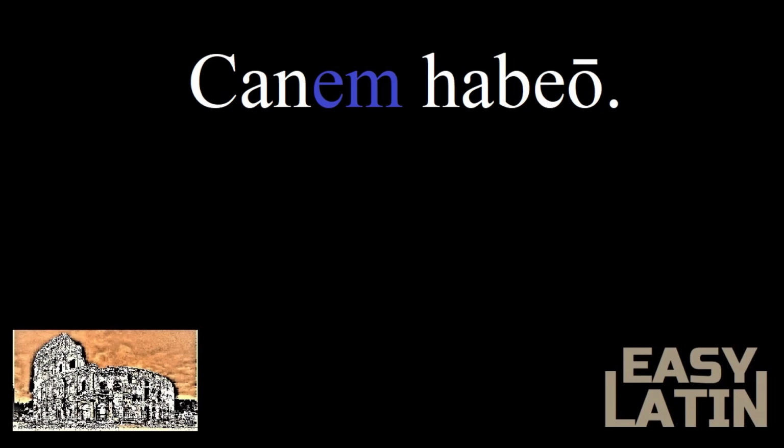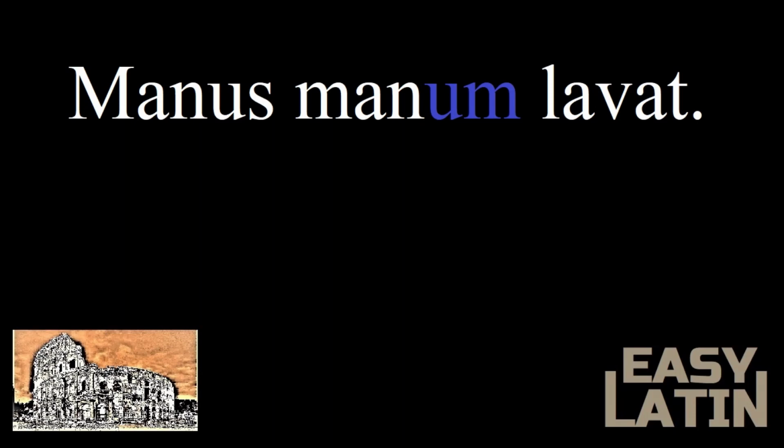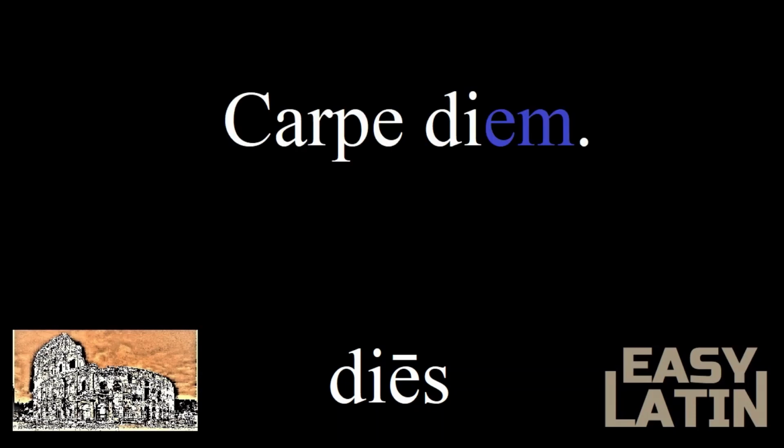For third declension nouns, we add em to the stem form of the noun, which in this case is can. Fourth declension nouns look like second declension nouns, but decline differently for some forms. For the accusative case, though, we don't have to worry because it's manus manum lavat. One hand washes the other. A common fifth declension noun is dies, or day. And how do we say seize the day? Carpe diem. This really means harvest the day, or make the most of it.